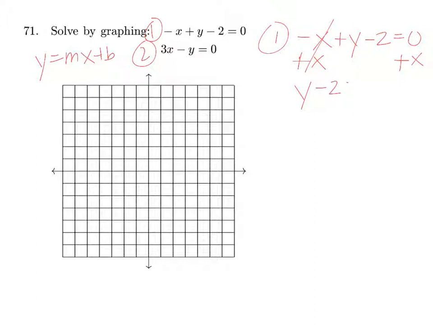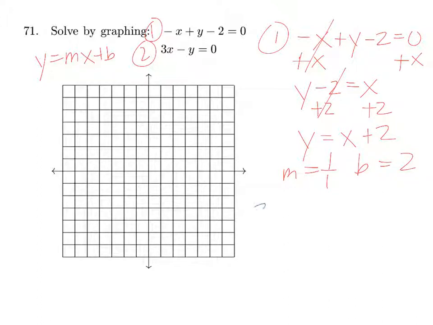All right, just take it step by step. It's not that difficult. Simple stuff. Just take your time. All right, then I have my slope, which is going to be 1/1, and my y-intercept is 2. Cool. On to the second equation.